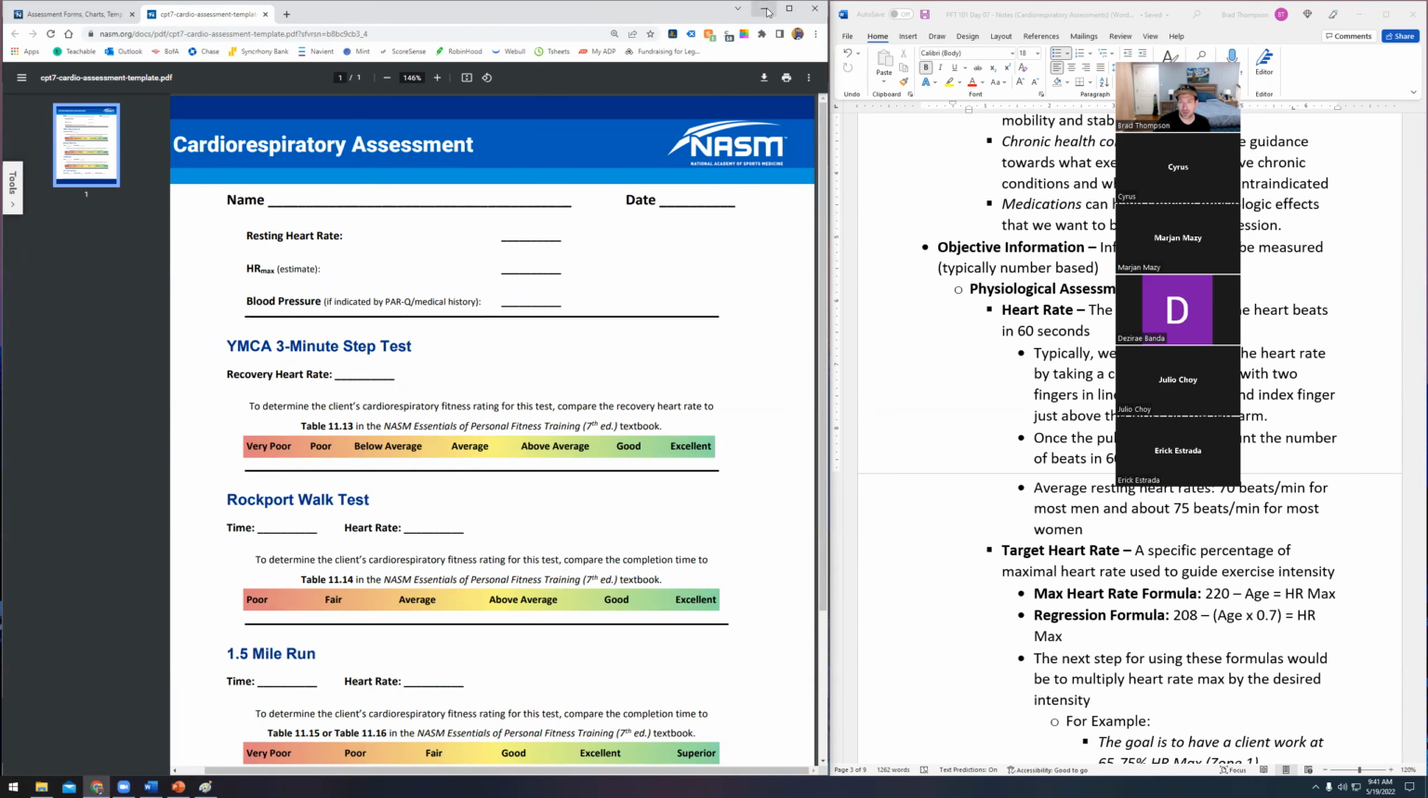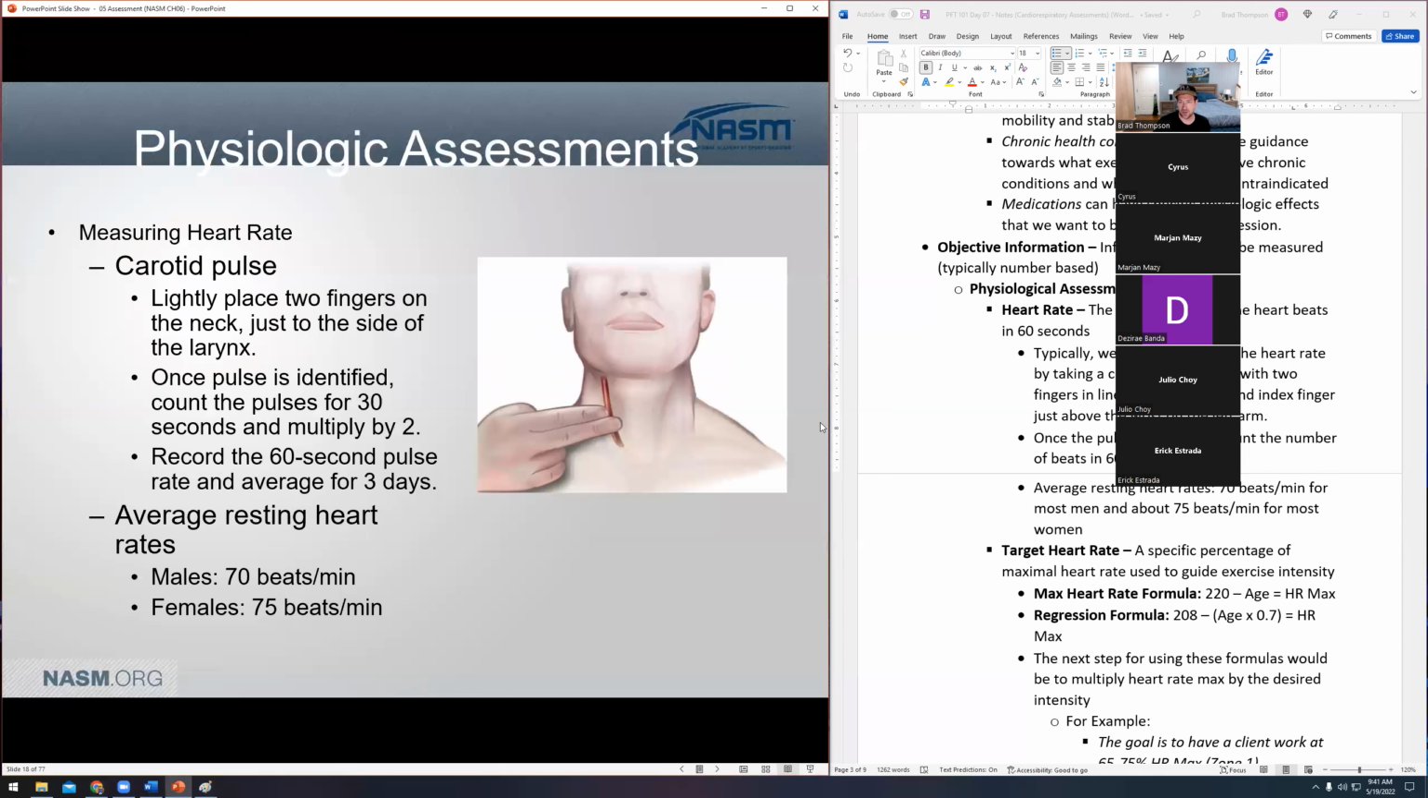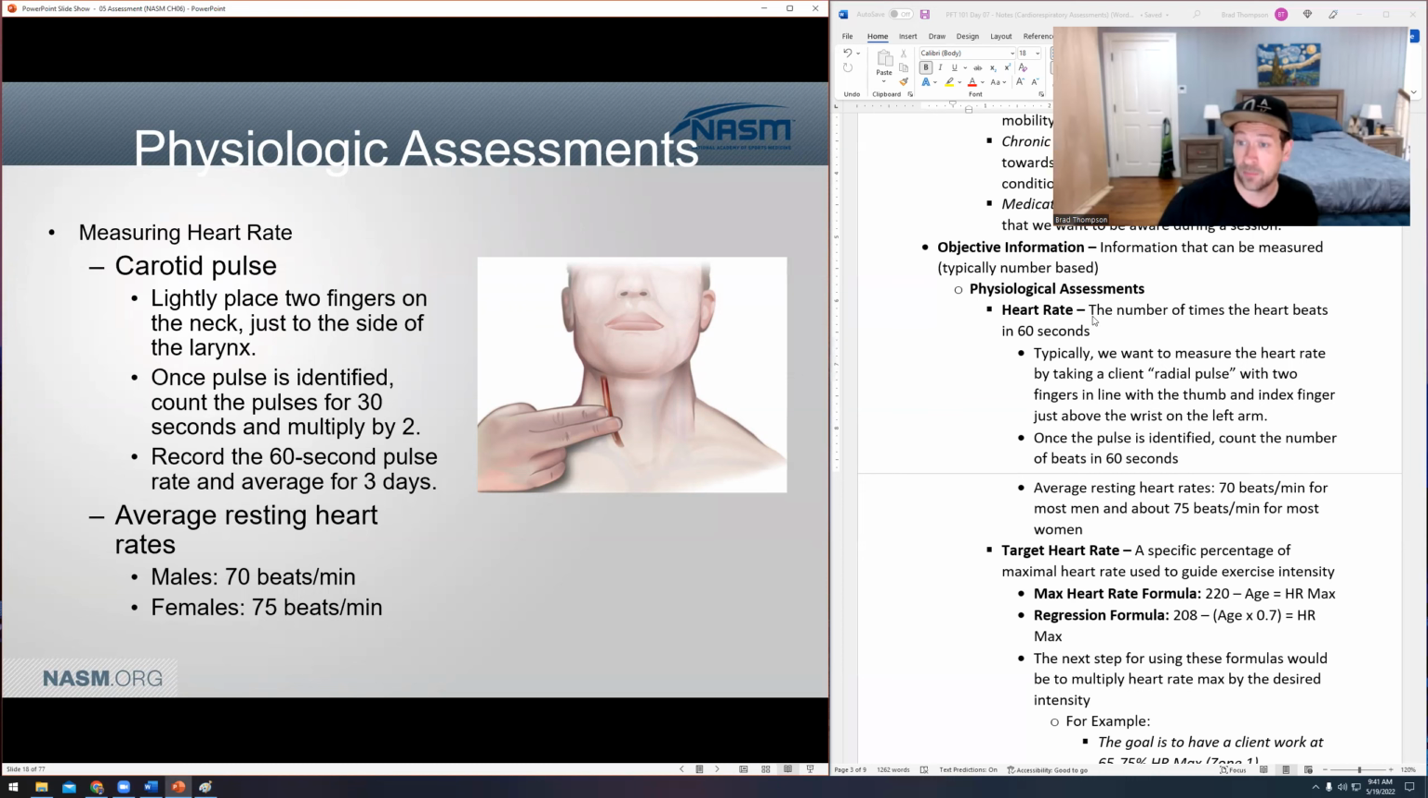They're getting the same amount of work done with fewer beats, right? They're a higher miles per gallon car. They're a little more energy efficient. So this is one of the reasons why gathering resting heart rate is so important. So heart rate is the number of beats in 60 seconds, and typically we want to measure that at our radial pulse, although if we have to, we can also use the carotid. And once we identify it, we're going to count the number of beats in 60 seconds.